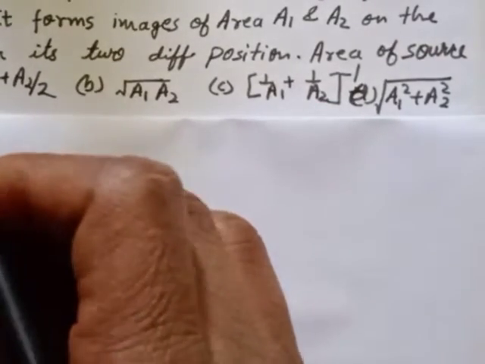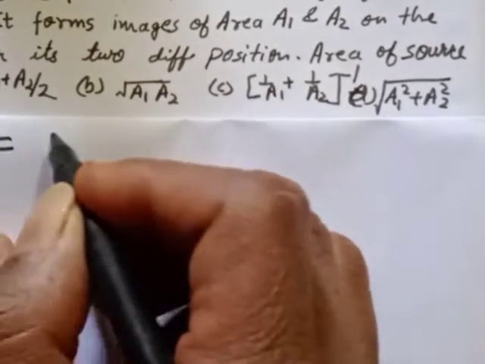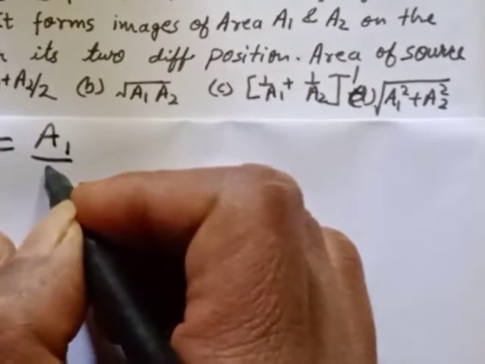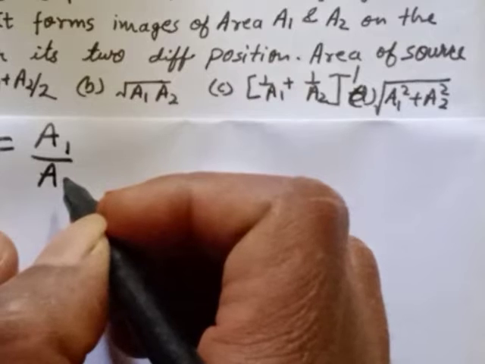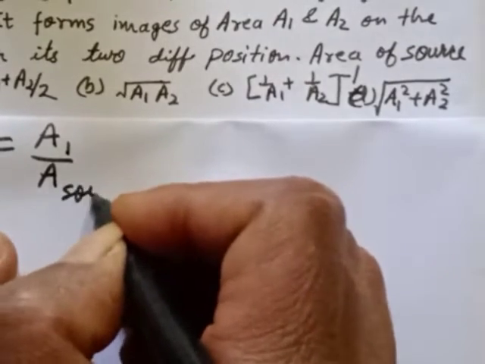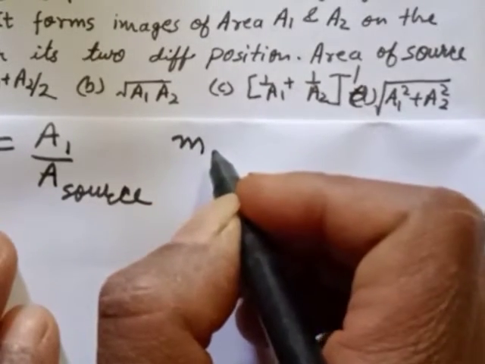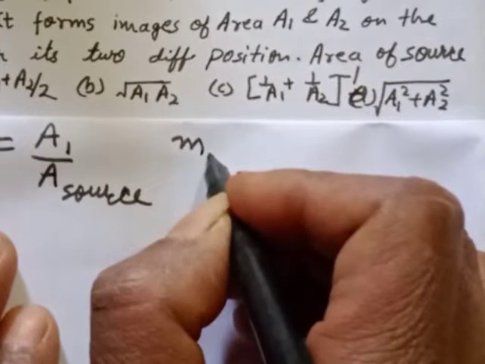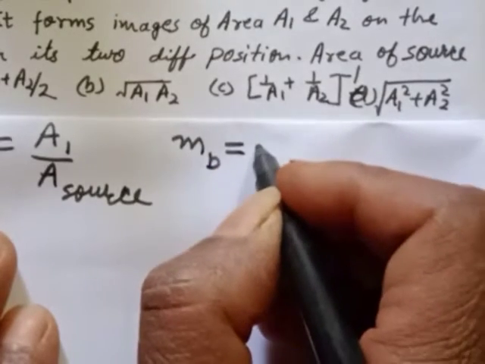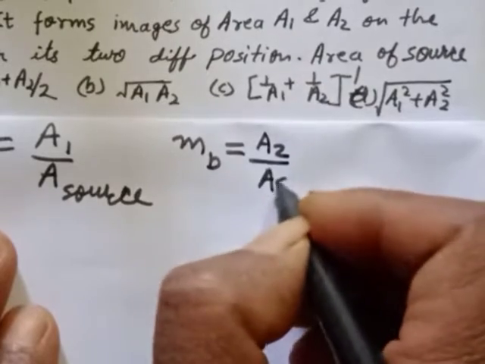So areal magnification M, I would write it as the area of image, which is A1 in case 1, upon area of object, area of source, we can say. I'm writing this as they have asked us. In the same way, M for the second case is A2 by A source.